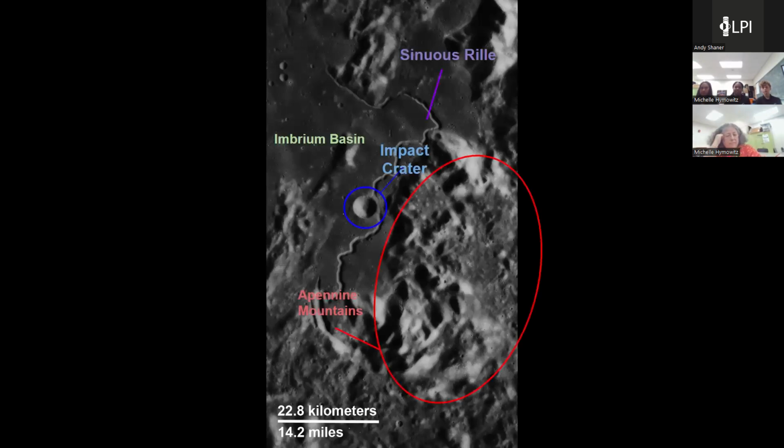I've pointed out some of the major features. The red circle is the Apennine mountain range. There's a blue circle where there's a pretty large impact crater. There's a sinuous rill that runs through the majority of the image, and then all the way on the left side is the Imbrium Basin.